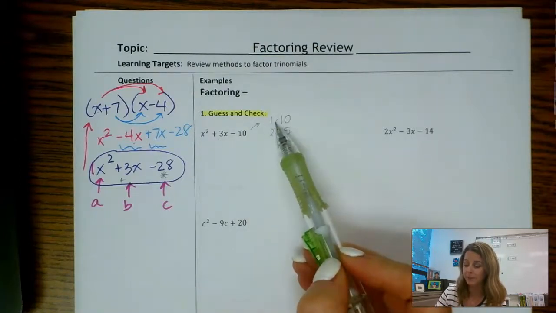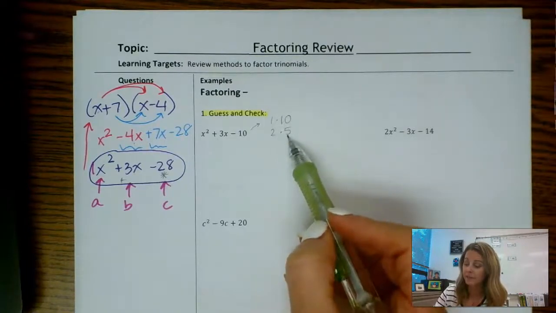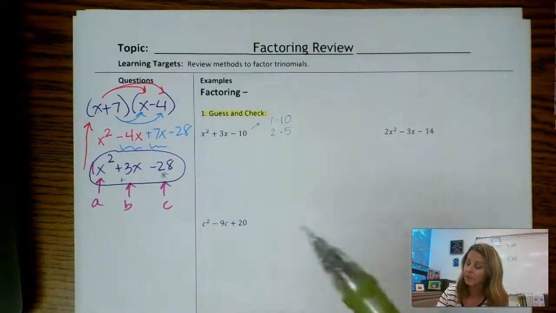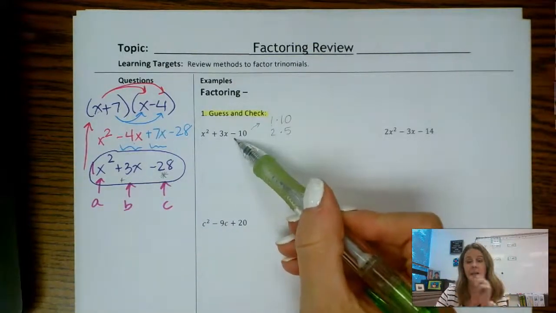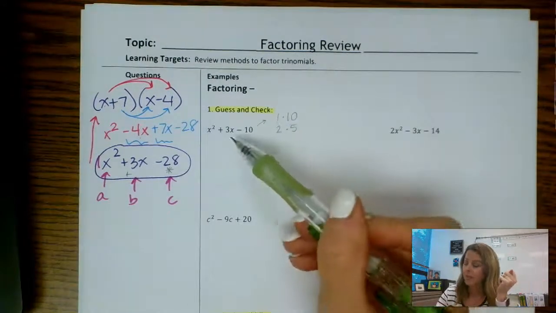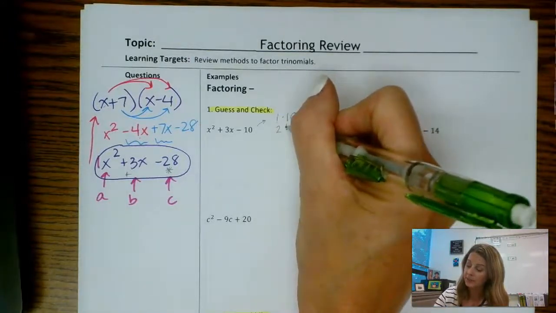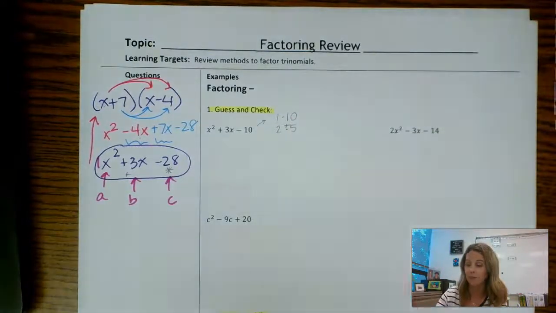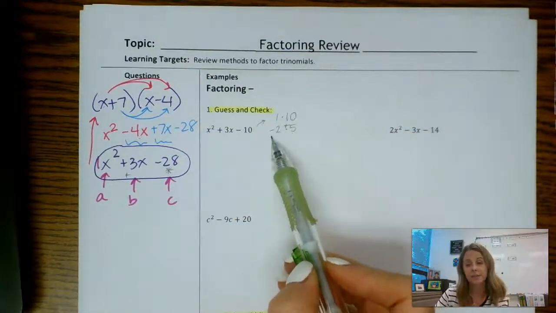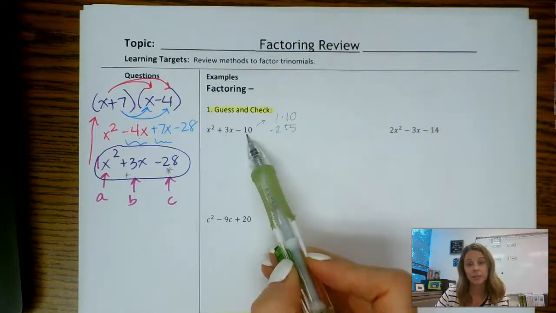I'm never going to be able to get 1 and 10 to add or subtract to 3, but I can get 2 and 5 to do that by figuring out which number gets the negative. So if they multiply to -10, either the 2 or the 5 should be negative. I want them to add to 3. So when I want a sum to be positive, I want the larger of the two factors to be positive. So if I look at it as 5 and -2, that's going to add up to 3. 5 times -2 is going to multiply to -10.